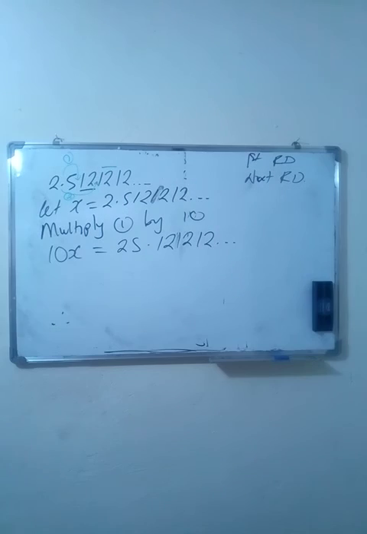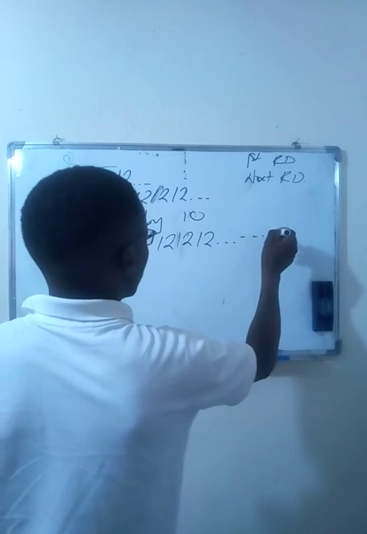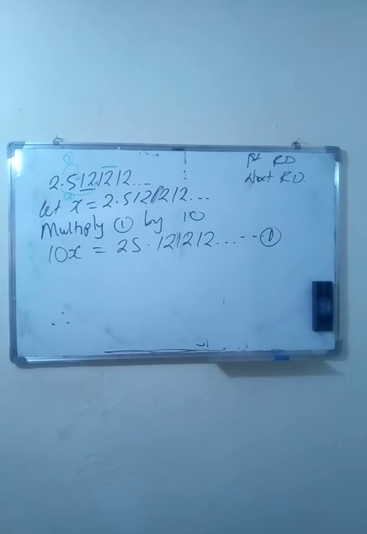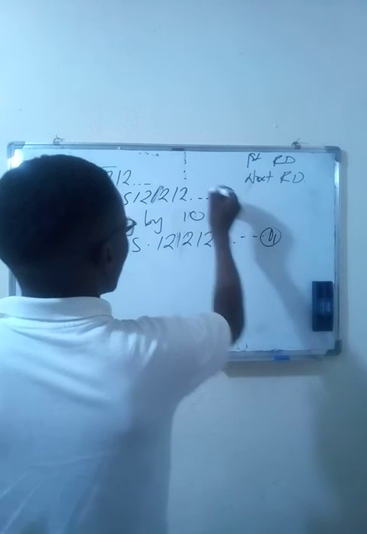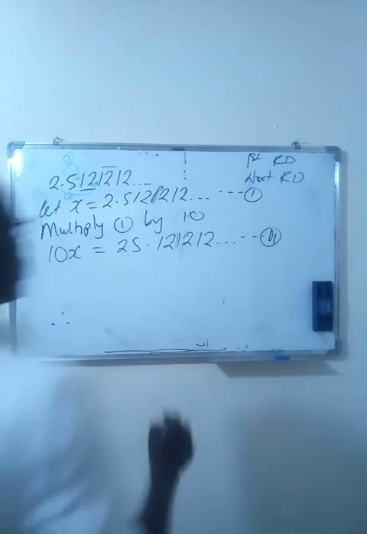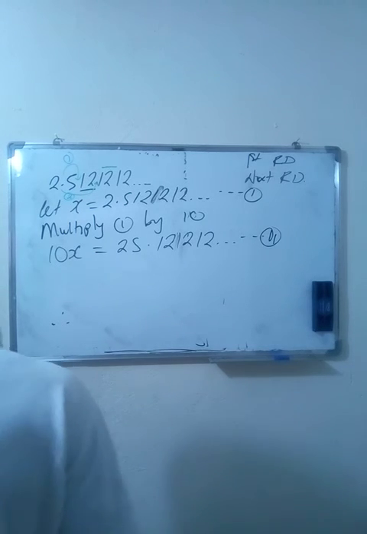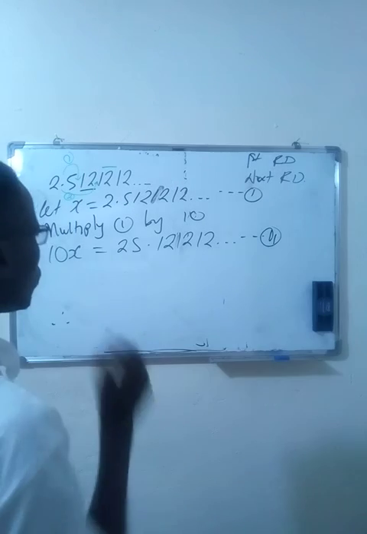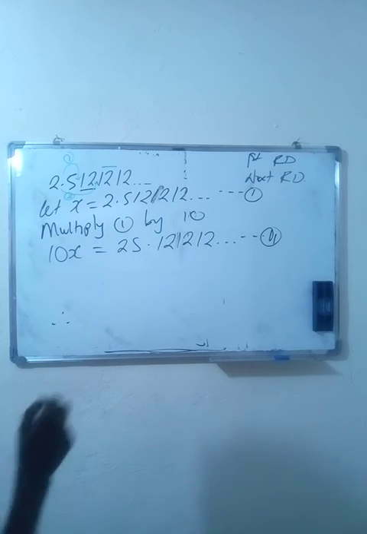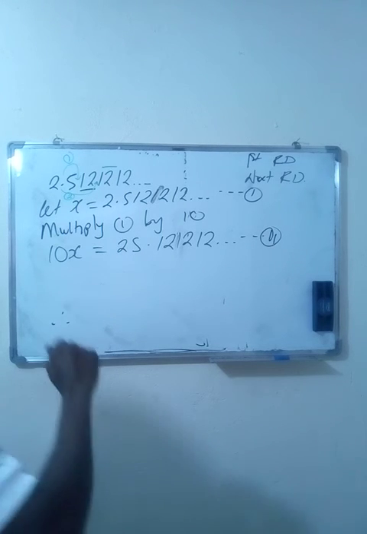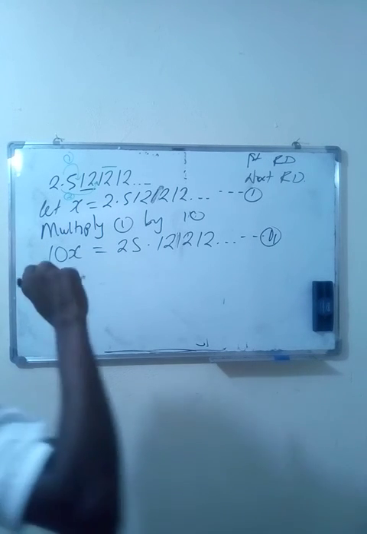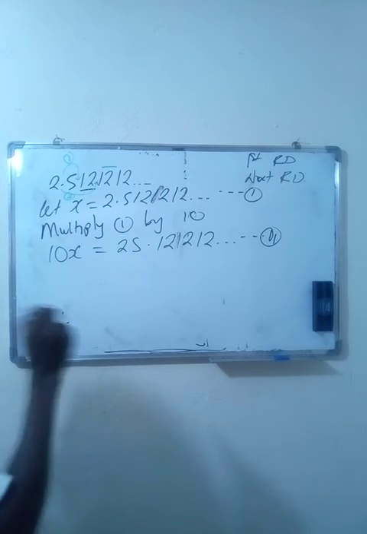And so we now have equation 1, and this is equation 2. Equation 2 has the decimal point at the first repeating decimal. Now, what do we do next? The next thing we do is move the point to the next repeating decimal.